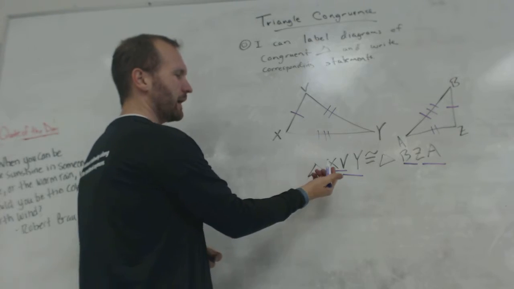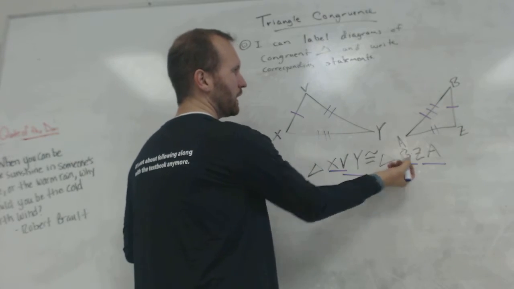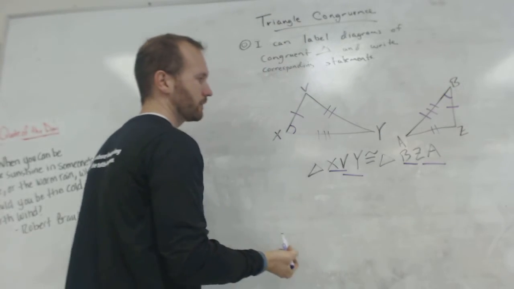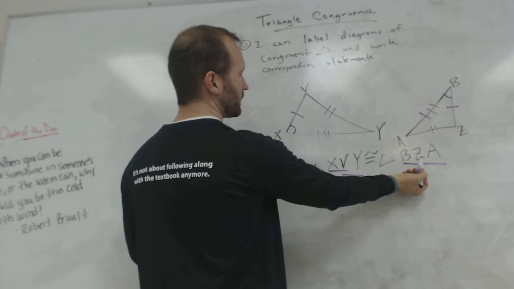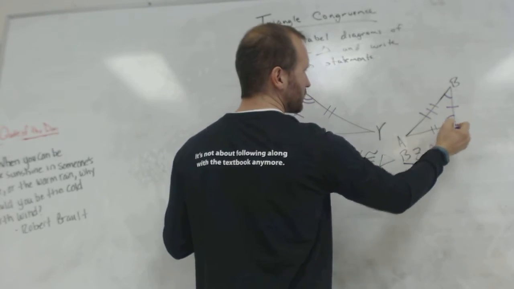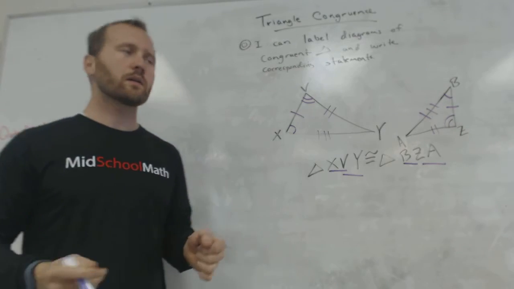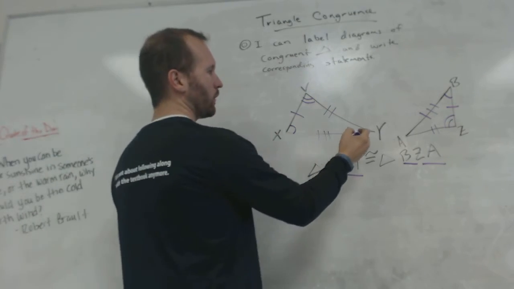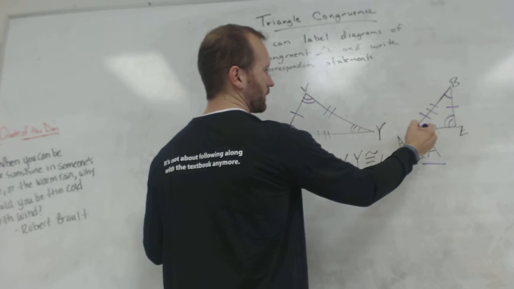So I can just say X is equal to B. V is equal to Z. And why am I using two? Because it's not the same as V and X. Yeah, because V is not the same as X. Y and then Y is the same as A.